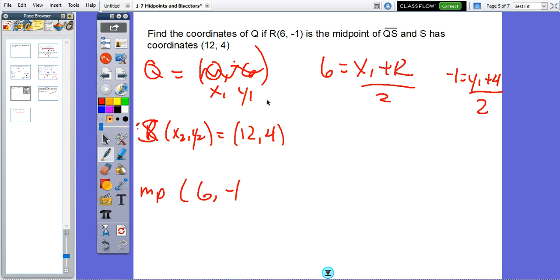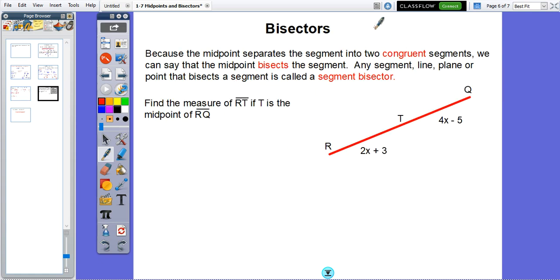Our last thing we talk about right here is bisector. Now, bisector is a fancy word for something that cuts something else in half, into two equal parts. In this case, on a segment, the midpoint is the bisector because it cuts it in half into two congruent parts. So remember, congruent means equal.